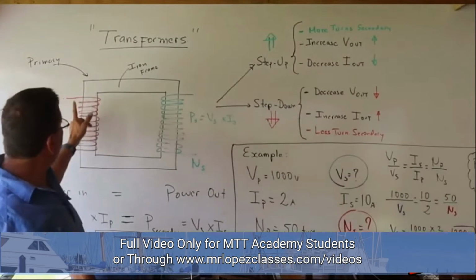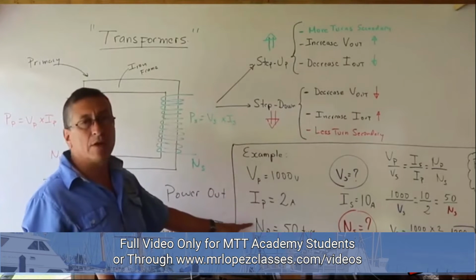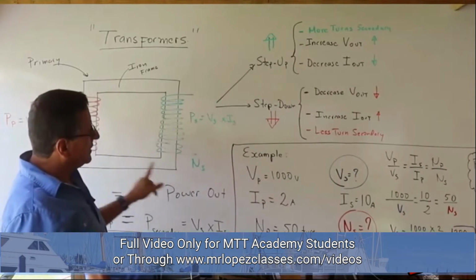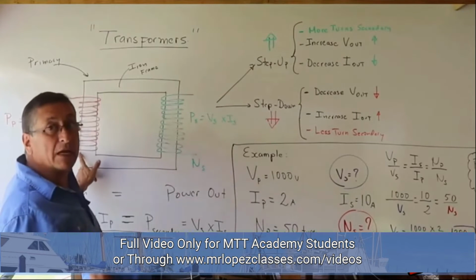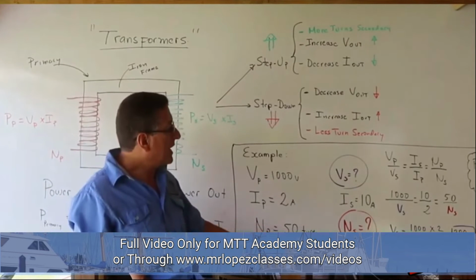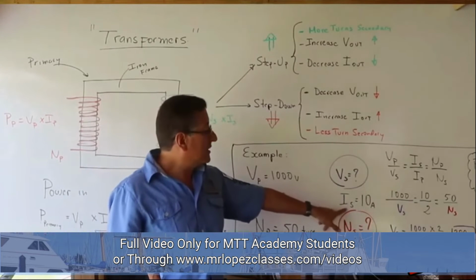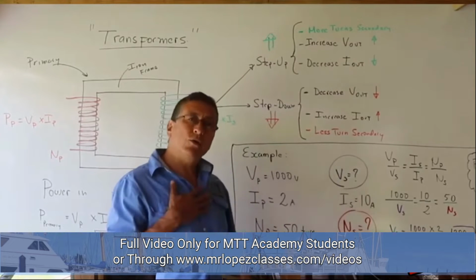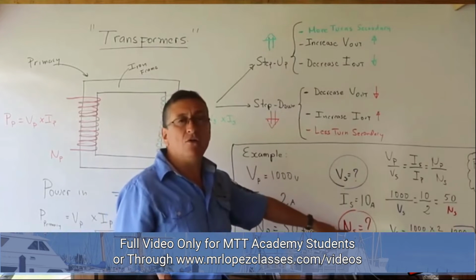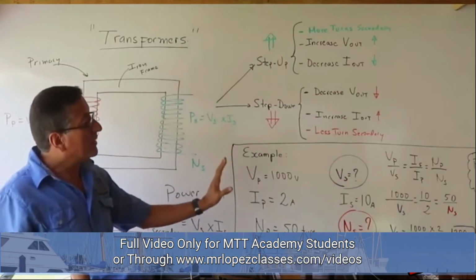The example is this. Suppose that I have in the primary coil, this is the primary coil, the voltage, the intensity, and the number of coils. The voltage is 1000 volts in the primary coil. The intensity is 2 amps in the primary coil. And the number of coils in the primary is 50 turns. And I know about the secondary coil only the intensity. The intensity is 10 amps. The question is, how much is the voltage in the secondary and how much is the amount of coils in the secondary? We are going to use a simple formula to calculate that.